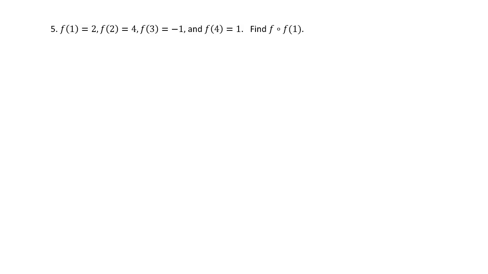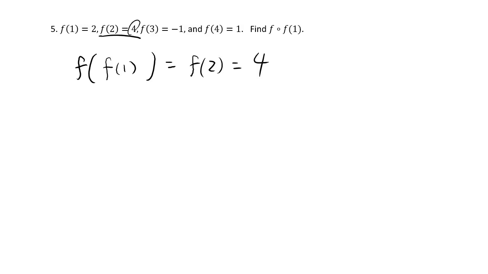Question 5. f of 1 is 2, f of 2 is 4, f of 3 is negative 1, f of 4 is 1. Find f(f(1)). Simple question. Do not think about what this means. Just replace this single circle as a pair of parentheses and then put that f of 1 inside. That's all you need to do. That's the first step. Without doing this first step, you won't be able to solve this problem. Now, what is f of 1? That's 2. What's f of 2? According to here, that's 4. That's it. Very simple.